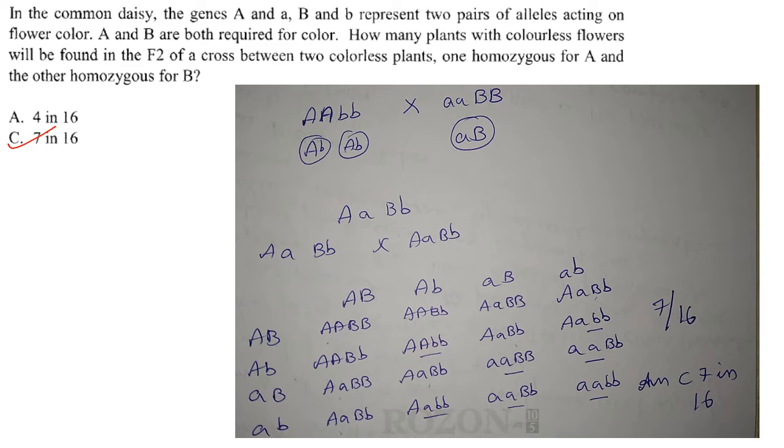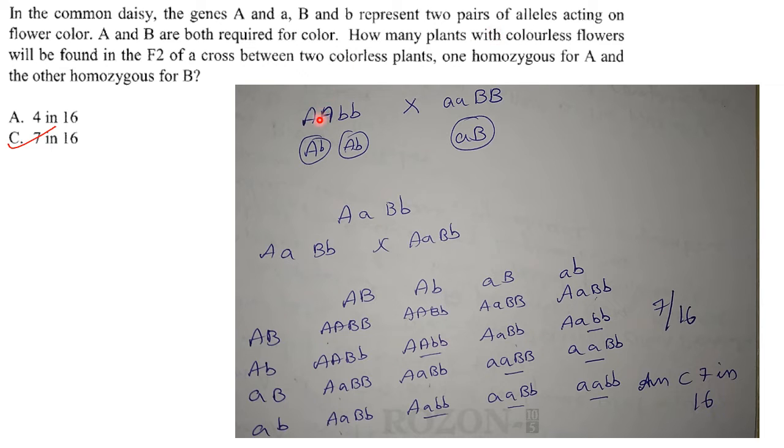So coming to the next question. In the common daisy, the genes capital A small a and capital B small b represent two pairs of alleles acting on flower color. Capital A and capital B are both required for color. How many plants with colorless flowers will be found in the F2 of a cross between two colorless plants, one homozygous for A and the other homozygous for B?